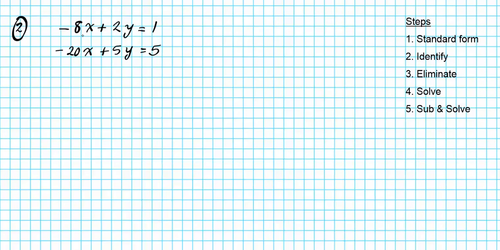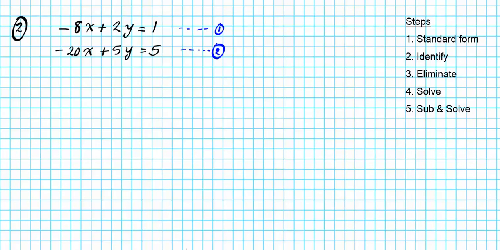Now let's see, which one do we want to eliminate? Do we want to eliminate the x's or the y's? If you inspect the two variables, we can't see any that are identical, so we have to carry out some multiplication to make them into the desired number. So let's call this equation 1, equation 2.